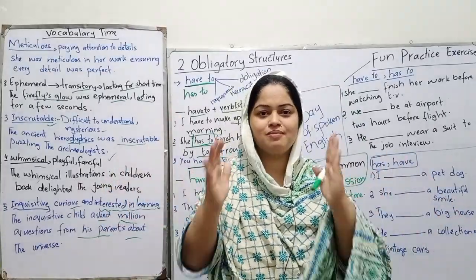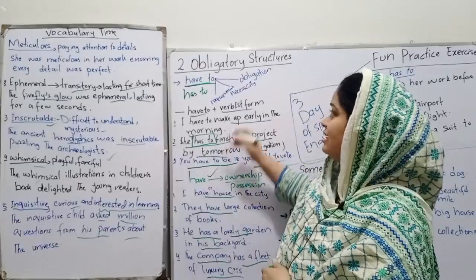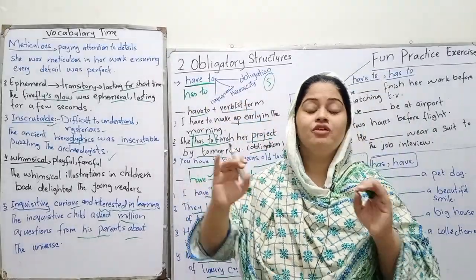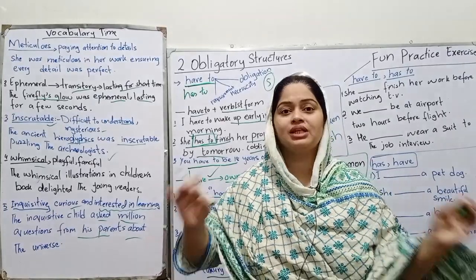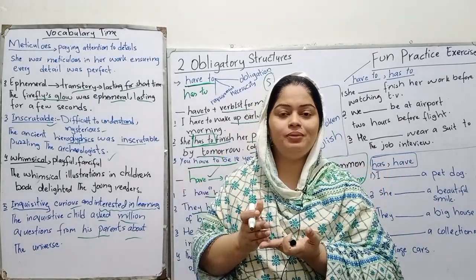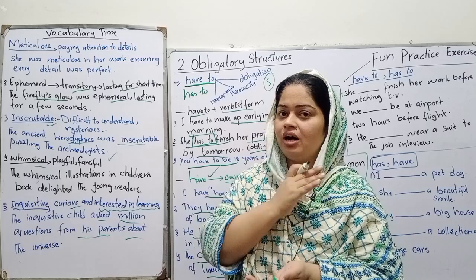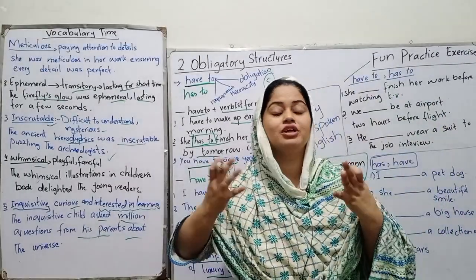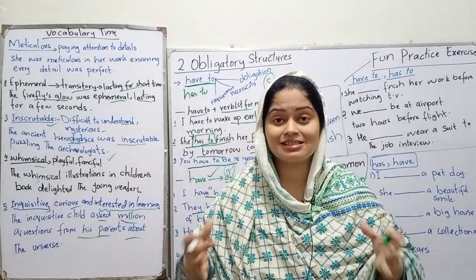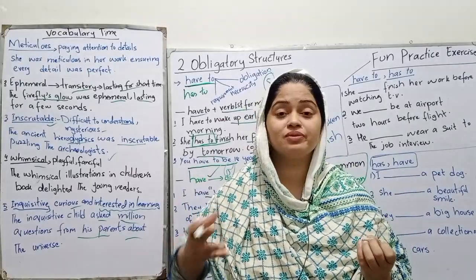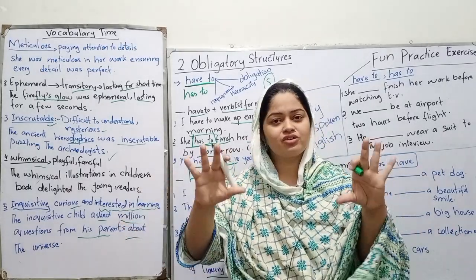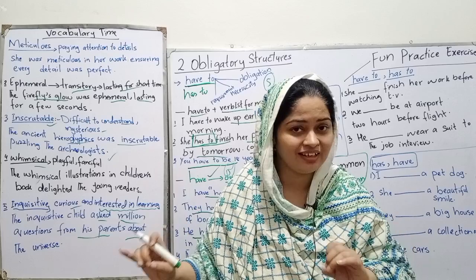Now it's your assignment to produce at least 5 sentences with have to and has to, where you are going to show sentences with obligation, with necessity, with requirement, and 5 sentences about ownership, where you are going to show examples with ownership, with possession. Hope you have understood a lot of things and your concepts are crystal clear now.